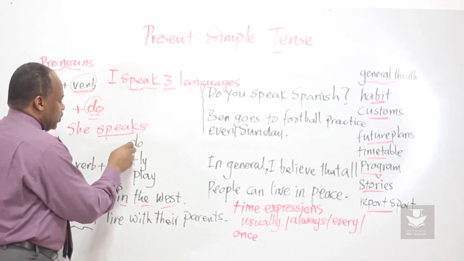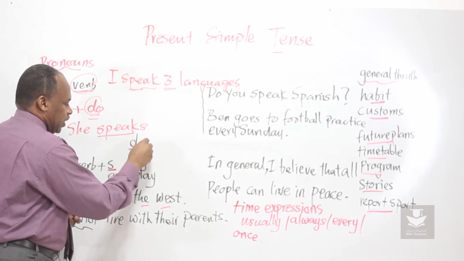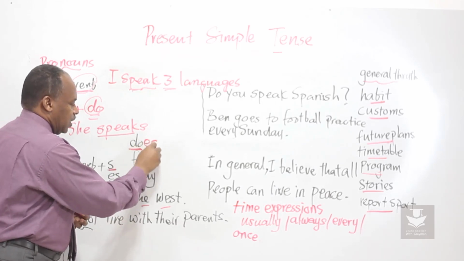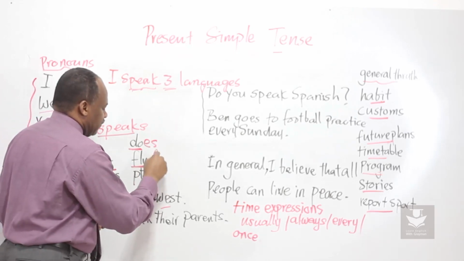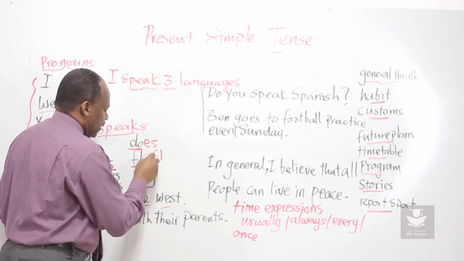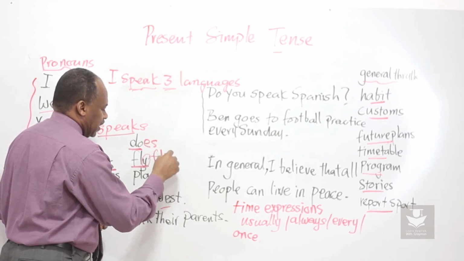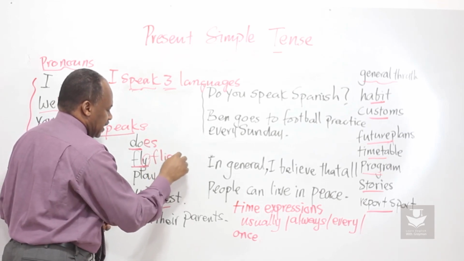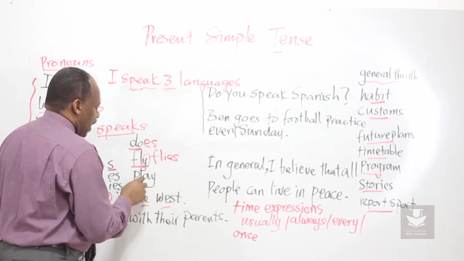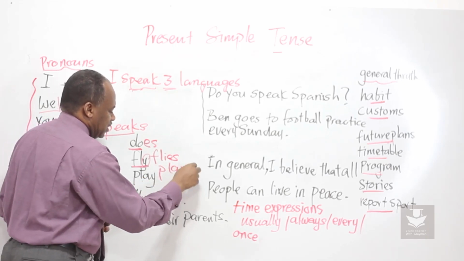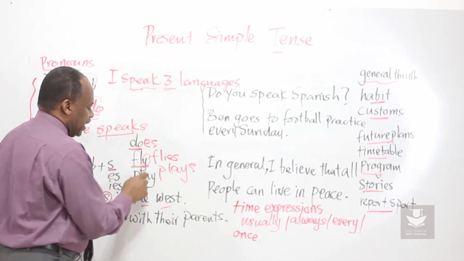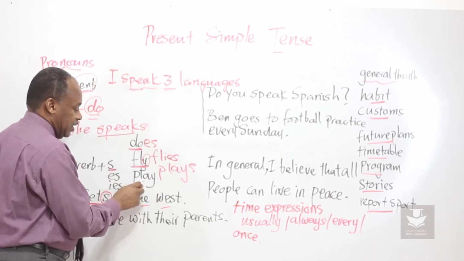And then if you wanted to use a verb like do, you add ES. If you wanted to use fly, the Y becomes I plus ES: flies. And play stays as it is. And the reason I get fly and play.